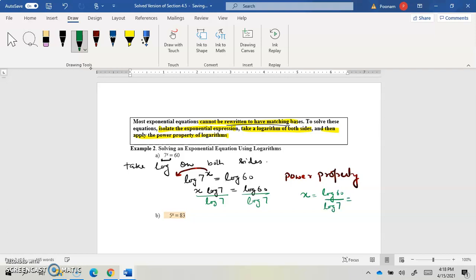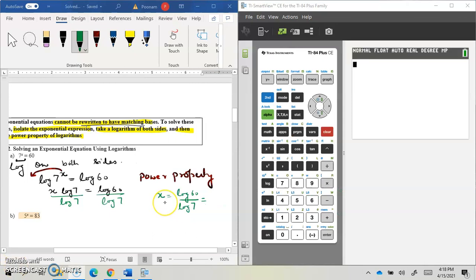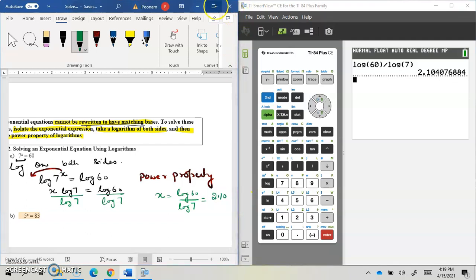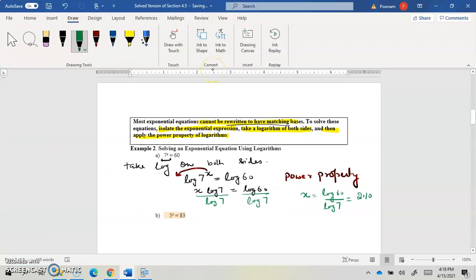We can find that using a calculator. So I have used common log in this case, common log of 60 divided by log of 7. Now, it depends what you take here, but you can take natural log too. It will not change your answer. You can check that statement too. But this is your answer to the given equation. 2.10. Let's try one more example.